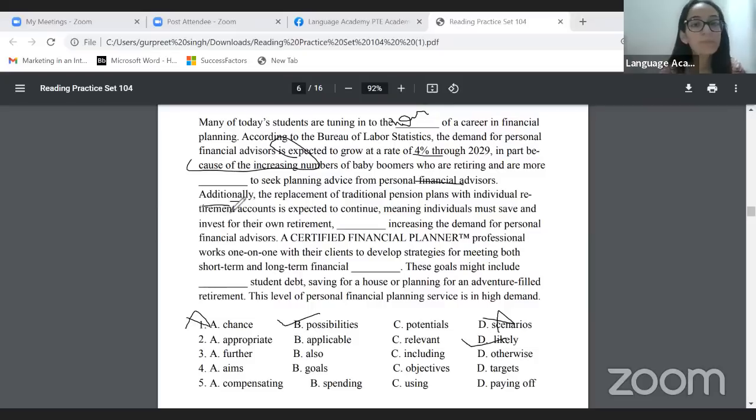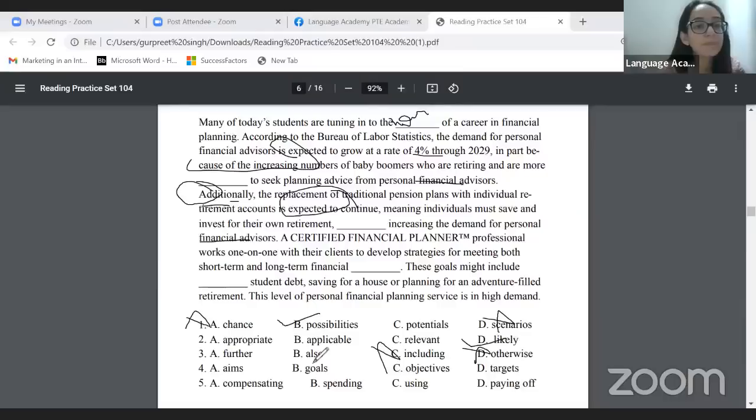Additionally means one more area: the replacement of traditional pension plans with individual retirement accounts is expected to continue, meaning individuals must save and invest for their own retirement, dash increasing the demand for personal financial advisors. This is a second reason why the demand for personal financial advisors is going to increase. Dash increasing means all this is increasing the demand. So we cannot say including increasing. Including goes when we give examples. Otherwise is used when we go opposite to something. But here we are going in the same direction.